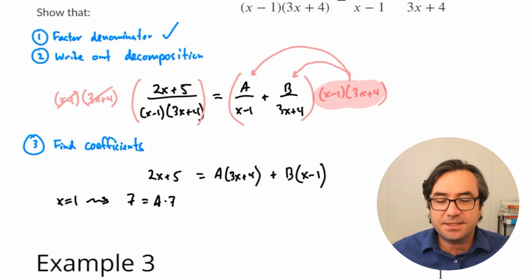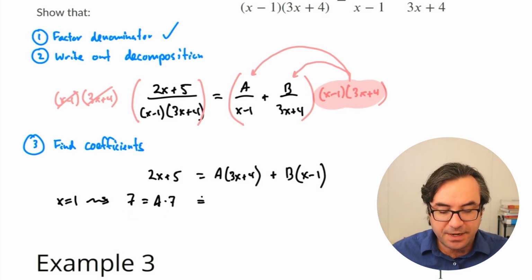And this is easy to solve for a. I just divide both sides by 7, and I get a is equal to 1.